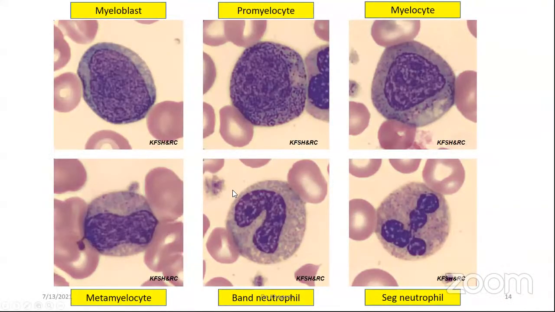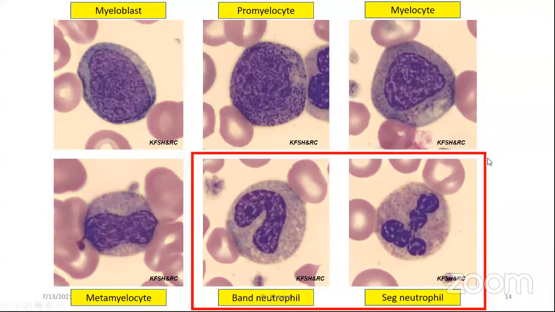These figures demonstrate the normal maturation sequence of the neutrophil, starting from the myeloblast, which is the early stage of neutrophils. Then it matures or differentiates into promyelocyte, then myelocyte, after that metamyelocyte, and band neutrophils, and finally segmented mature neutrophils. So in the peripheral blood, usually you find segmented neutrophils and band neutrophils.